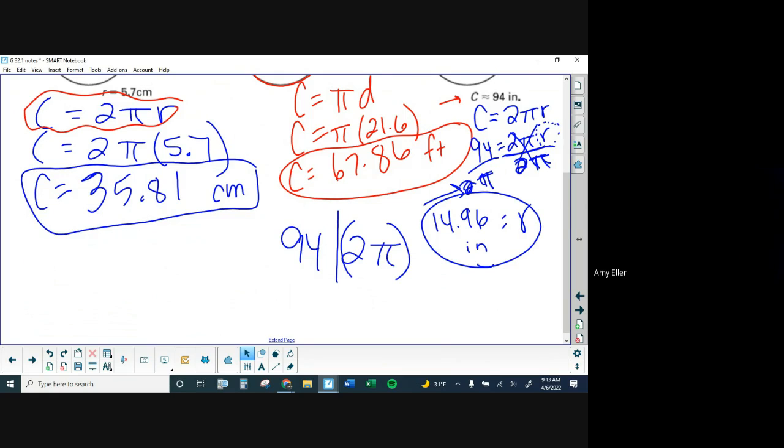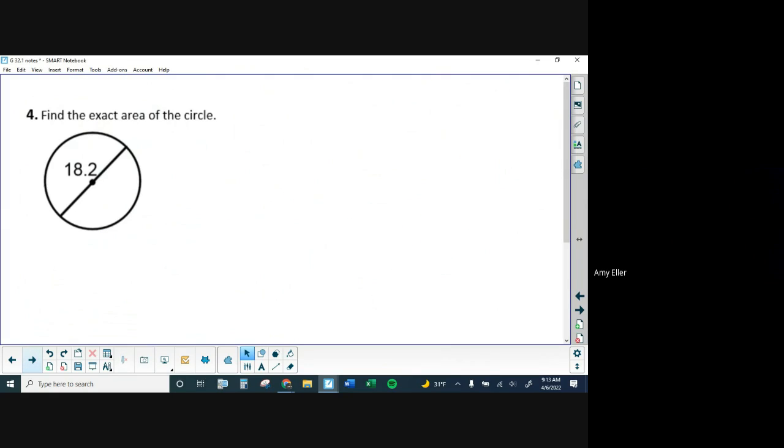Okay, there's one more at the bottom. Find the exact area of the circle. I'm going to come back to this word exact in just a second. Let's pretend it just says find the area of the circle. Write your formula for area. Pi r squared.